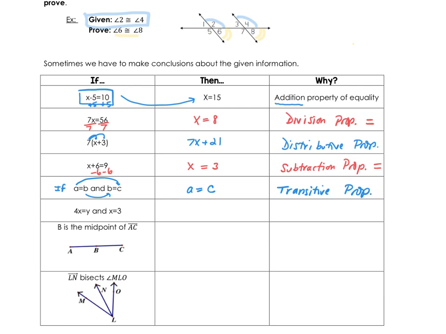All right, the next one's a little different as well. If 4x equals y and x is equal to 3, this is not the transitive property, then we can say 4 times 3 equals y, or 12 equals y. And what happened was I took out that x and replaced it with 3 right here. So that's substitution.